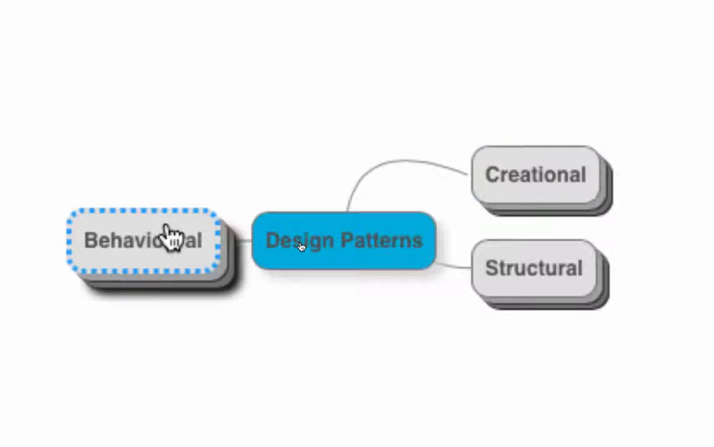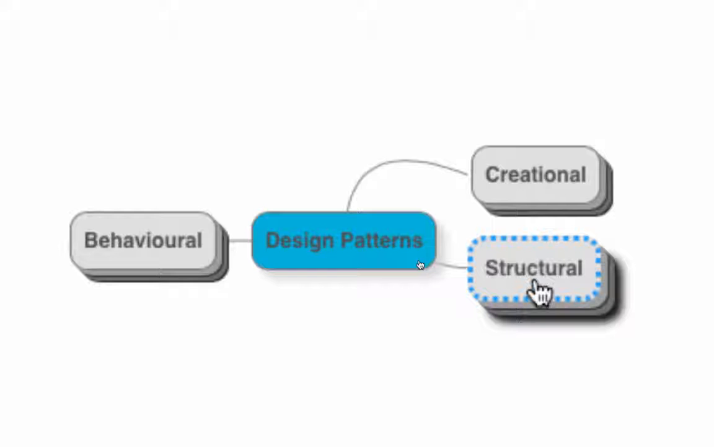The behavioral patterns discuss the different objects and how they interact with each other. So these behavioral patterns are about the interactions between the objects, about how an object talks to another object.